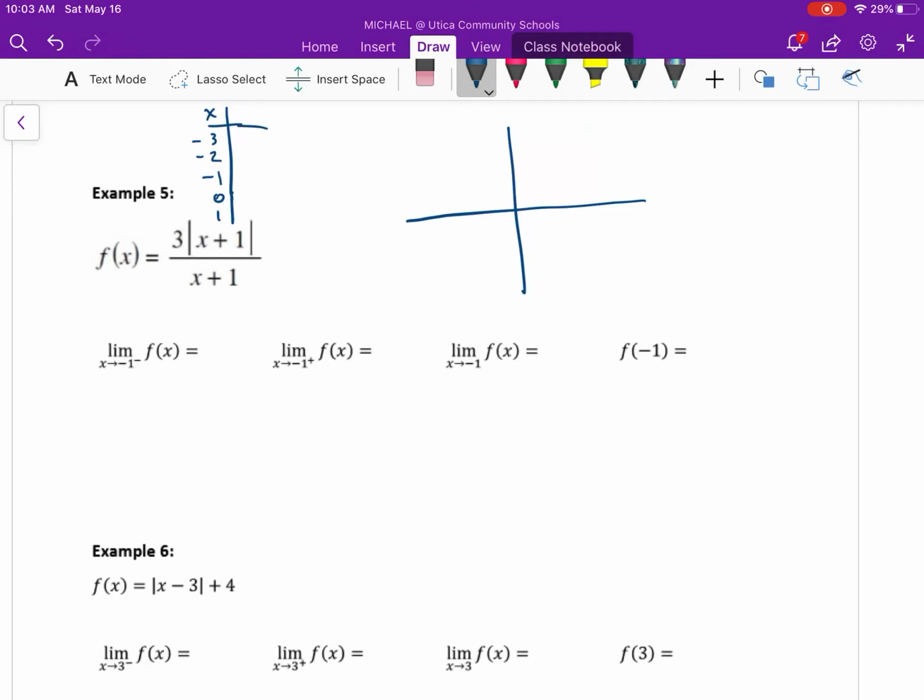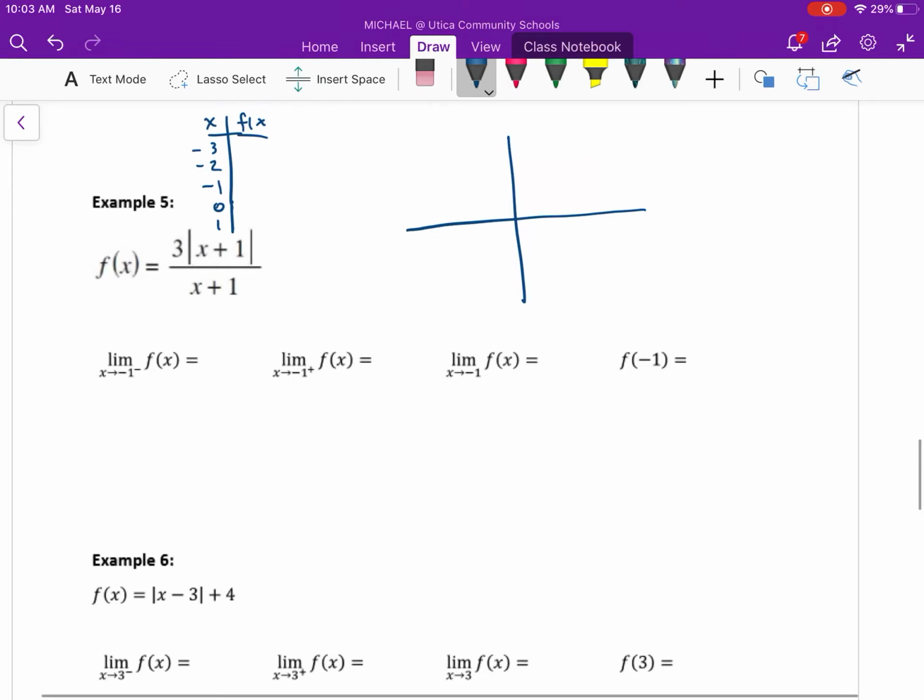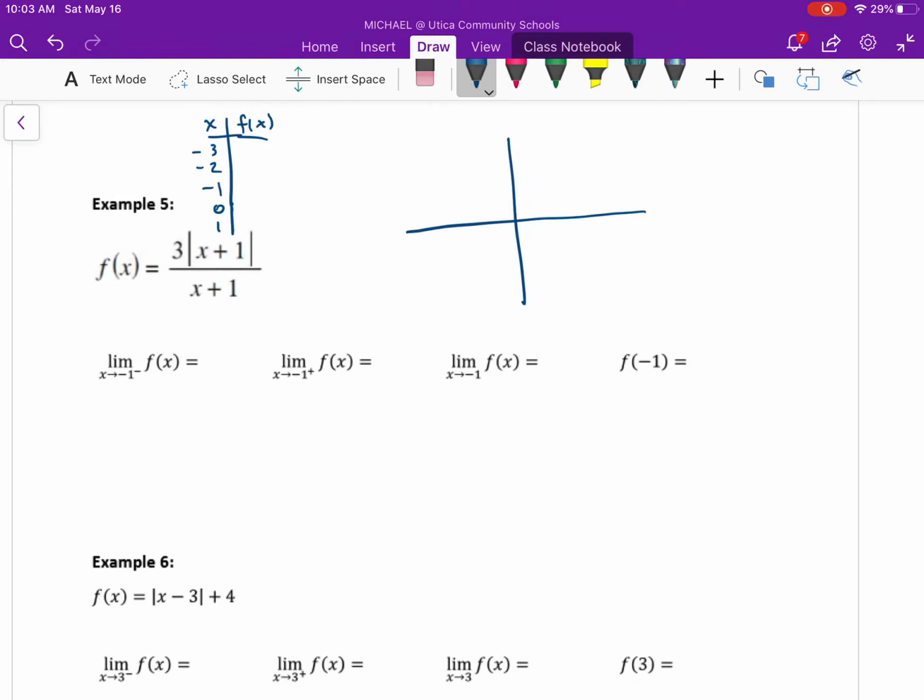So let's try negative 3, negative 2, negative 1, 0, and 1. Let's plug those values in and see what we get for f of x. All right, so when I plug in a negative 3 here, I get negative 3 plus 1, which is negative 2, but the absolute value makes it positive 2. So I get a positive 2 divided by a negative 2, because those are the same thing. That's a negative 1. And negative 1 times 3 is negative 3.